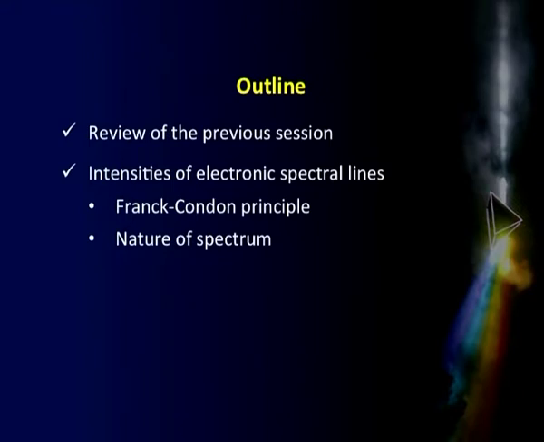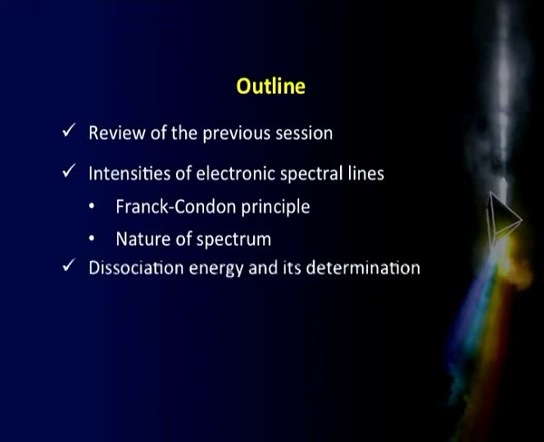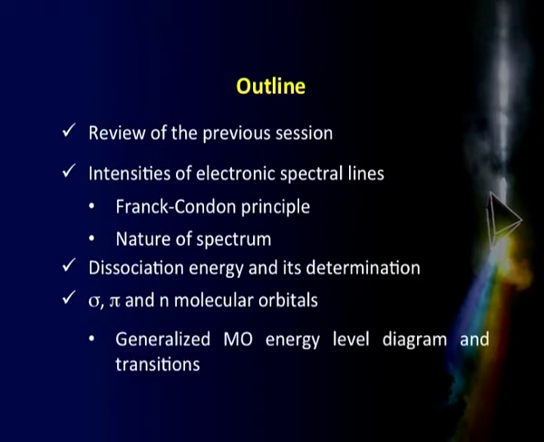Then we will see how this principle helps us to predict the nature of the spectrum obtained in different kinds of molecules. Thereafter we will talk about the concept of dissociation energy, and we will see how we determine this dissociation energy by using the electronic spectrum. Thereafter we will briefly recall the kinds of molecular orbitals, the sigma, pi and non-bonding molecular orbitals, and then we will see what kind of transitions are observed in molecules. Then towards the end we will sum up what we do in today's session.